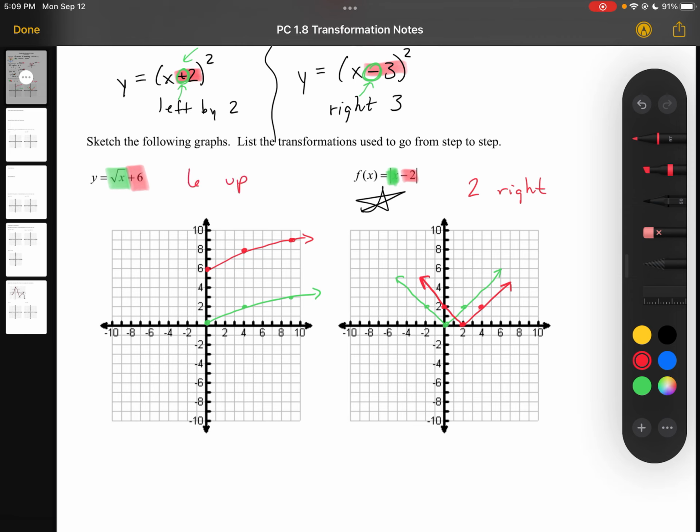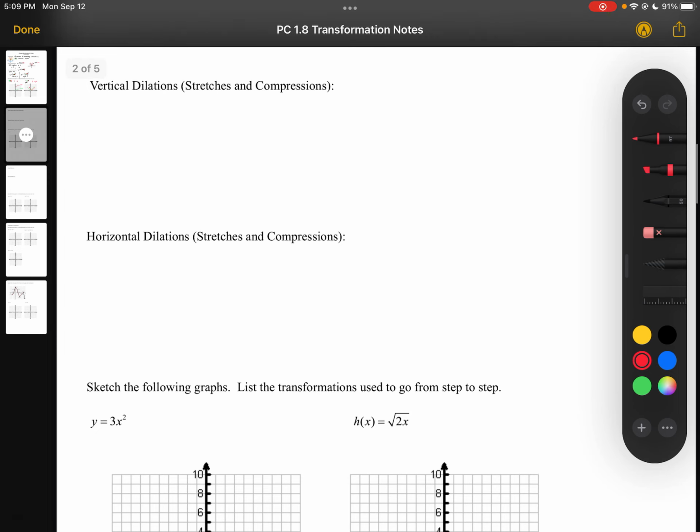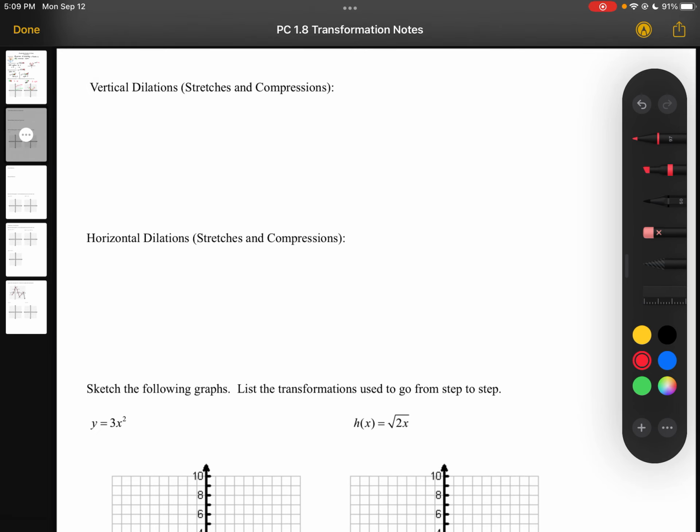All right, so that is our first type of transformation, horizontal and vertical. We're going to move on to our next set here, which we call dilations. So dilation is, think about it like you're inflating a balloon or deflating a balloon. You either make the balloon really, really wide, or when you deflate it, it becomes skinnier. It's kind of more deflated.